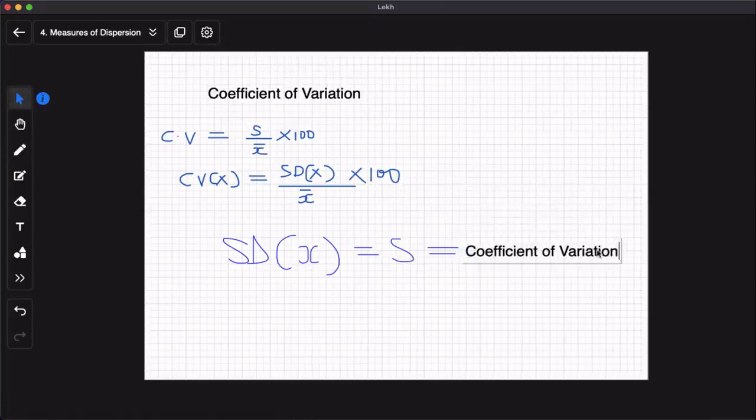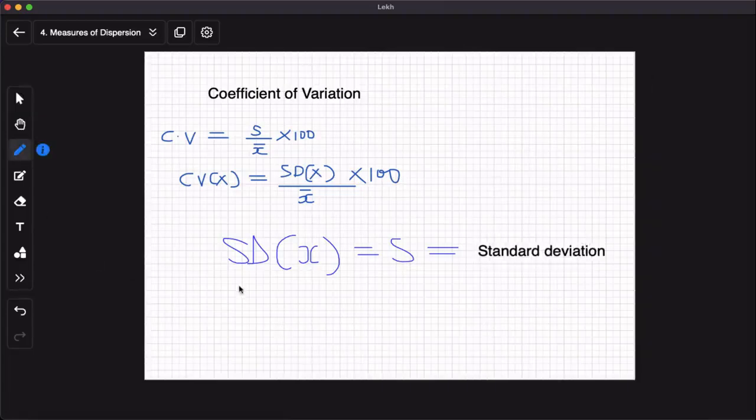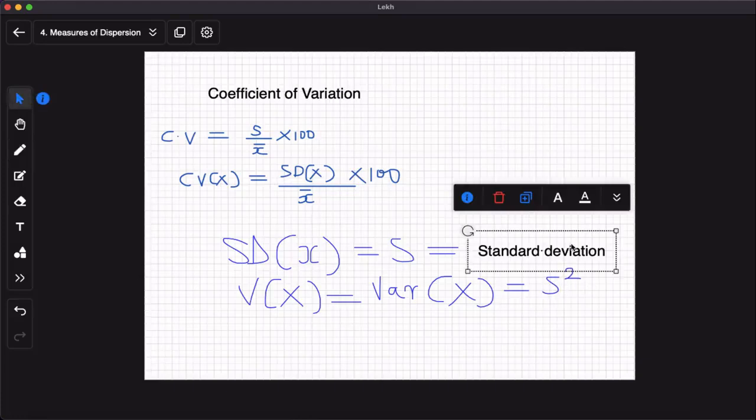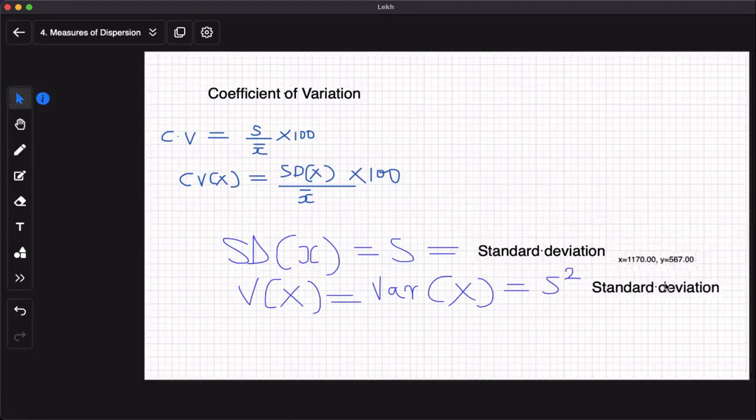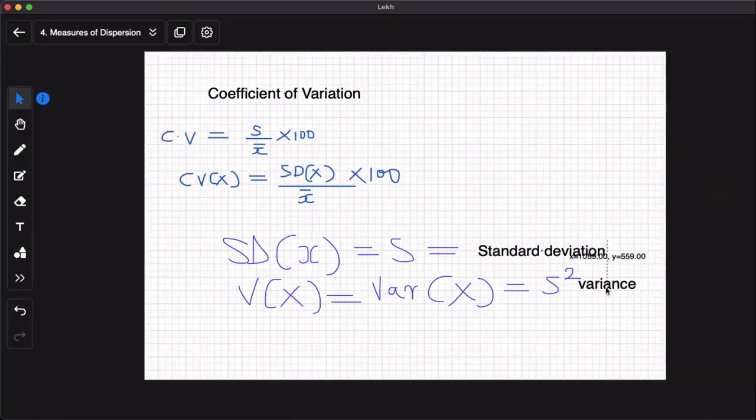So let's quickly do that. Standard deviation. You may have it this way. Sometimes some people may like to have it this way. And you refer to this as your variance, and sample variance to be precise. So please take note of that.